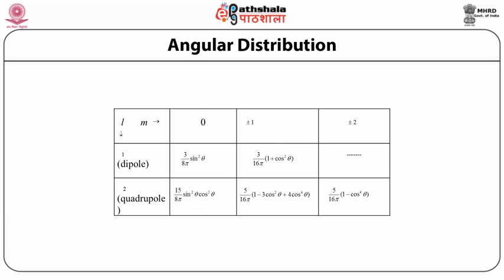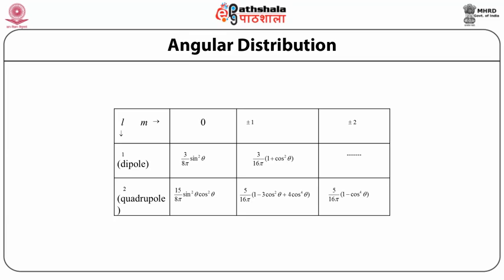So the table lists the value of the expression in the square bracket for L equals 1 and 2. For L equals 1, there exists a dipole, and for m equals 0 we have 3/8π sin²θ. Similarly, for L equals 1, m equals plus or minus 1, we have 3/16π (1 + cos²θ), and no value exists for L equals 1, m equals plus or minus 2.